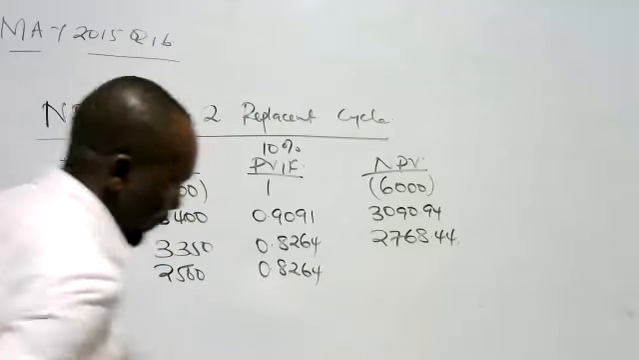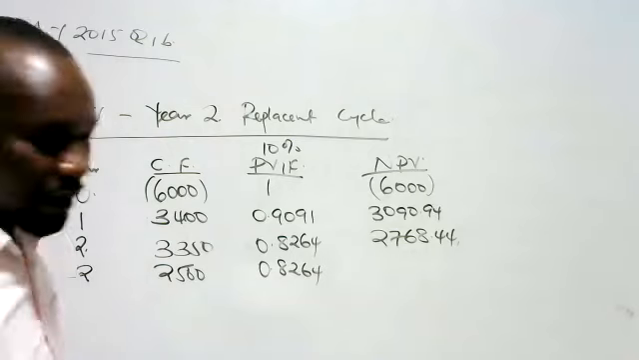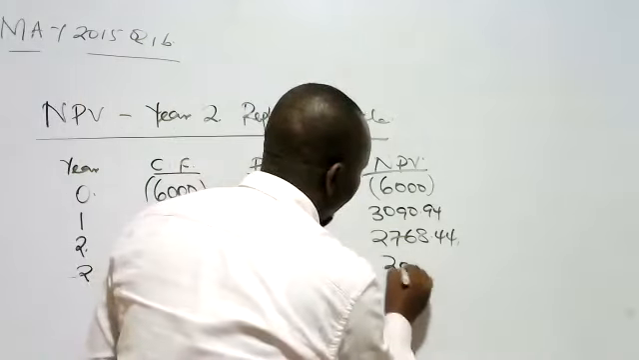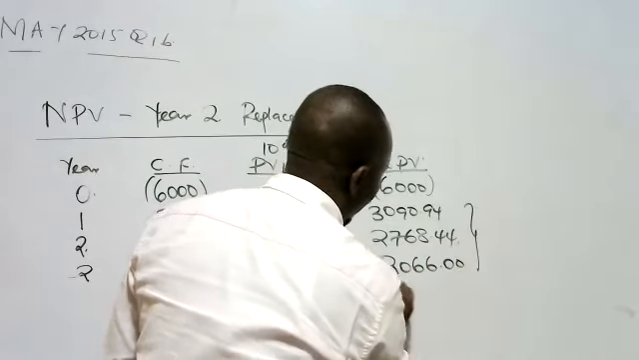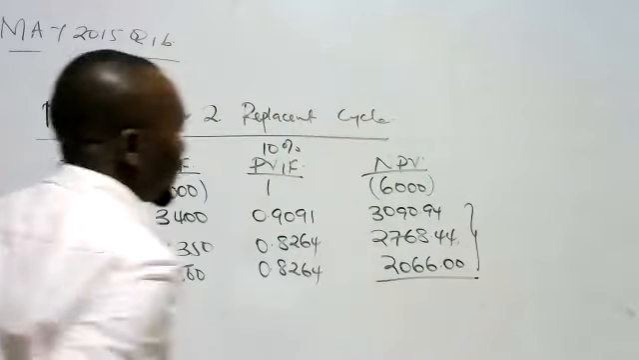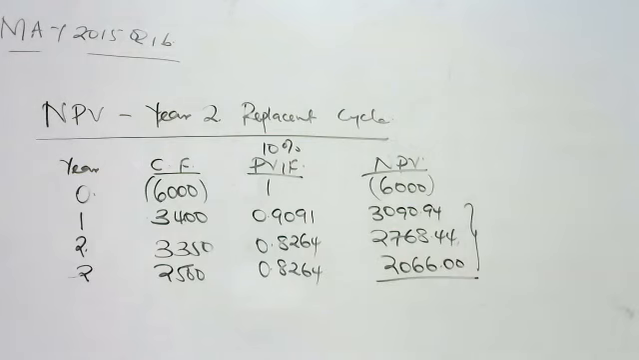So get me the value. 2066. 2066.00. I add for me these ones. Then minus that. Just add these ones minus this. That will be the NPV.